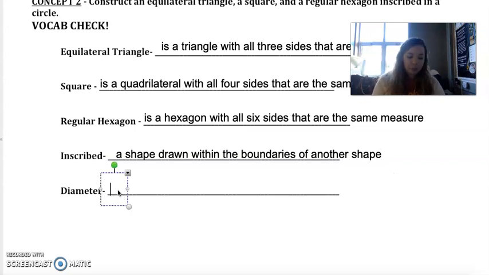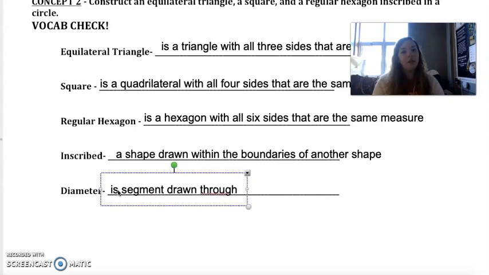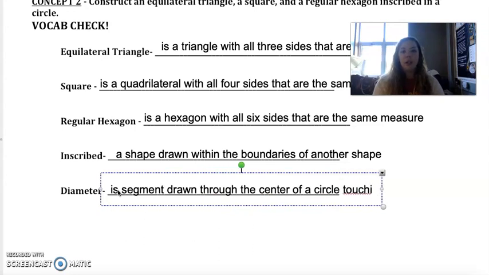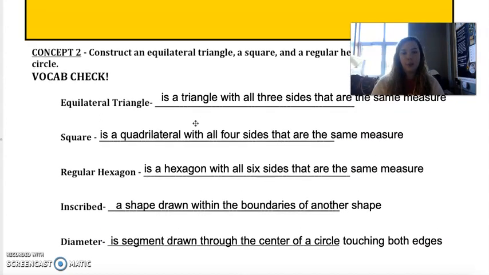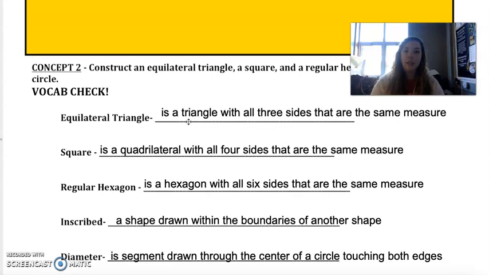Diameter is a segment drawn through the center of a circle touching both edges. Okay, a radius would be half of a diameter. All right, so there's some vocab. Make sure you pause and get those written down before you move on to the next page.